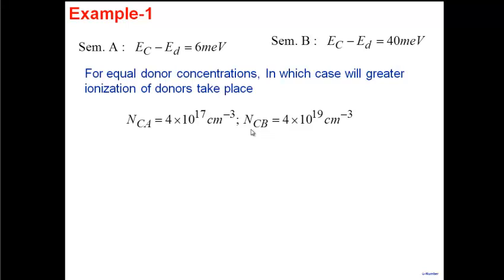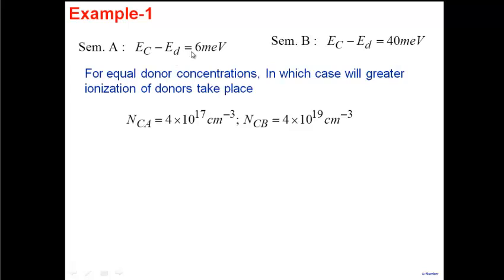What promotes donor ionization? One is EC minus ED should be as small as possible. The other one is what? I should have a lot of states in the conduction band, right? So if I had said 4 times 10 to the 19 here, the case is sealed. ED is close to the conduction band, and I have more states also in the conduction band. There's no issue. A will be more ionized. But now this is a complication.